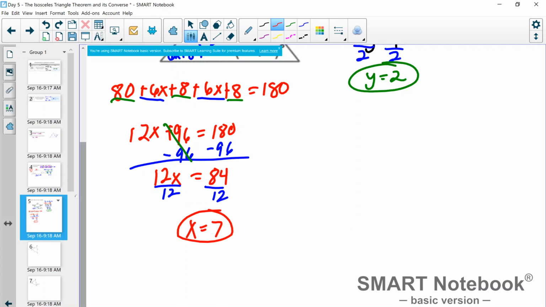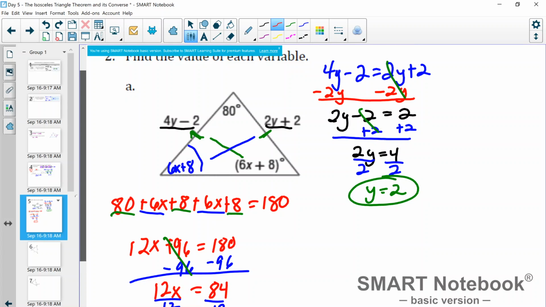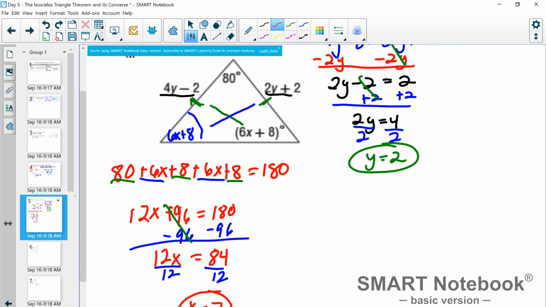So for this particular problem, we get y values of 2 when we set each side equal to each other, and we get an x value of 7.